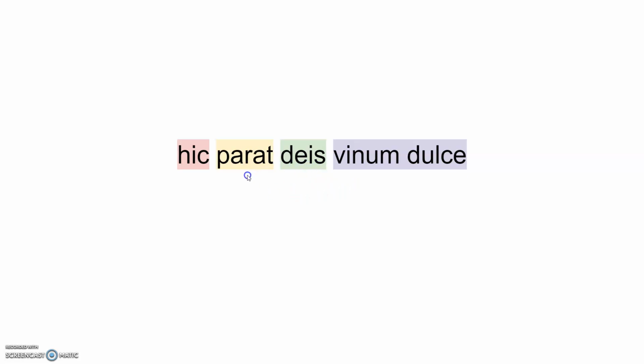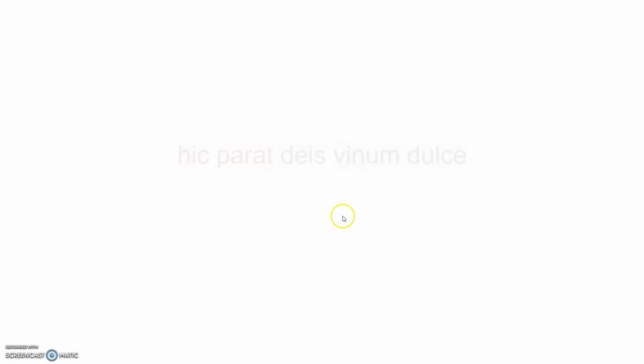Keep in mind, our sentence builders restrict us to an English word order, but in Latin you'd probably see this more likely as hic deis vinum dulce parat. You'll typically see the verb at the end there, because remember, word order doesn't matter, and that's why it's important to know the different endings. Vinum dulce is accusative. It's also a neuter noun. That's why you'll see this e here, because that is the neuter form of that adjective, meaning sweet. And you would know that if you looked it up in a dictionary. It's the only way to know that. Or in your vocab list in this example.